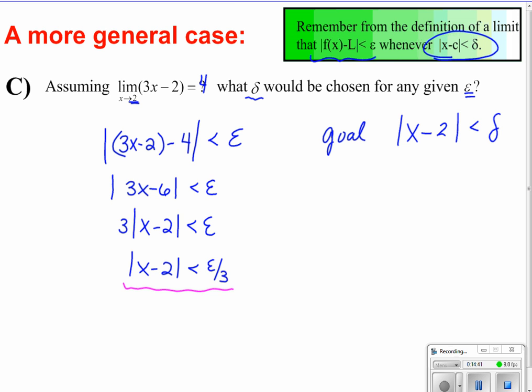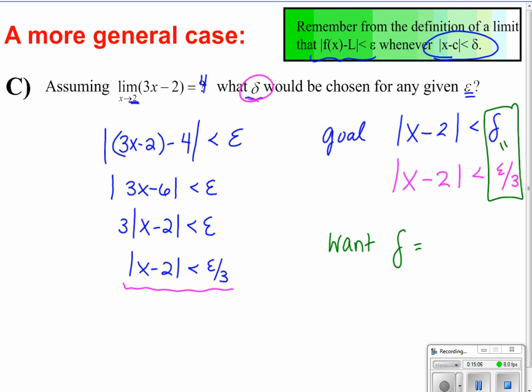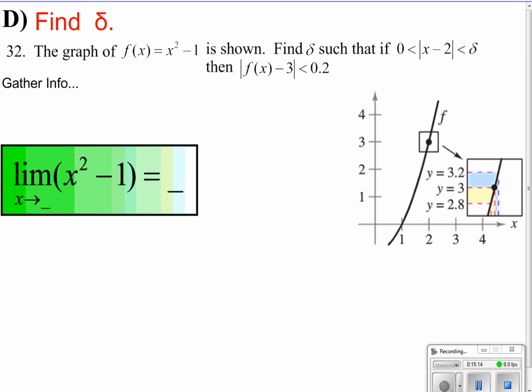So what I have just concluded is that my delta is going to be written in terms of epsilon. What delta should be chosen for any given epsilon? The delta that should be chosen is the delta that equals that. So I want delta to equal epsilon divided by 3. Very good. We'll stop for now.